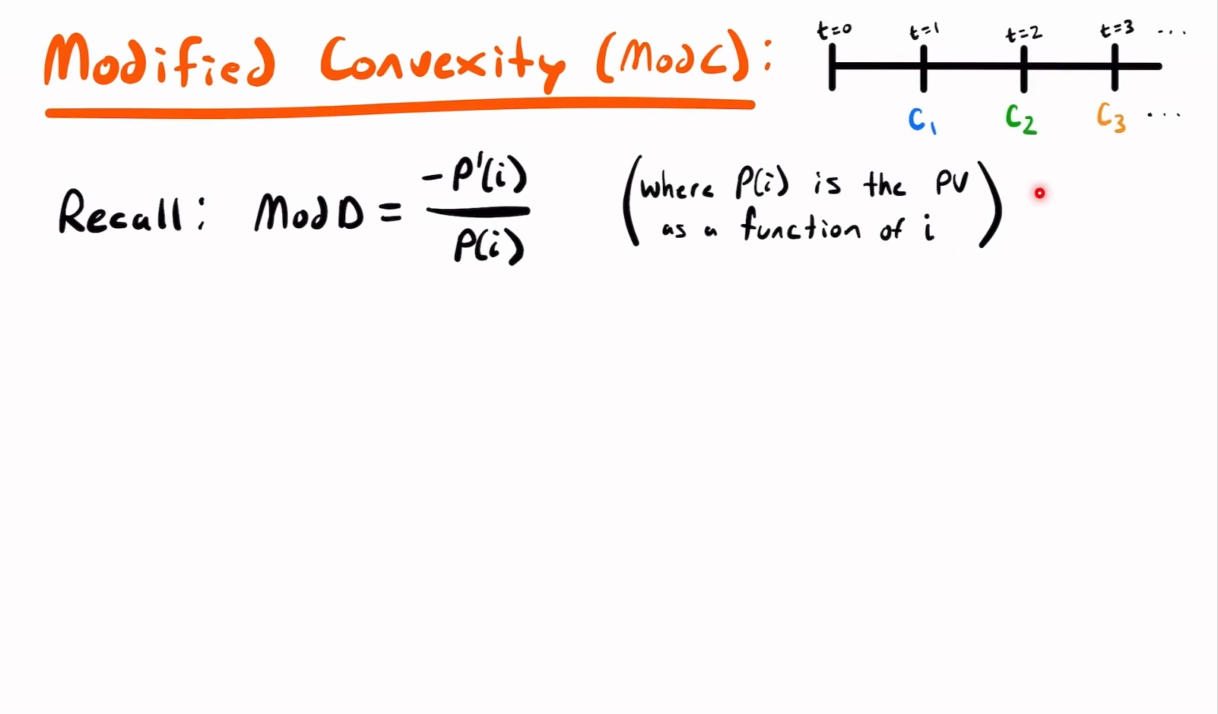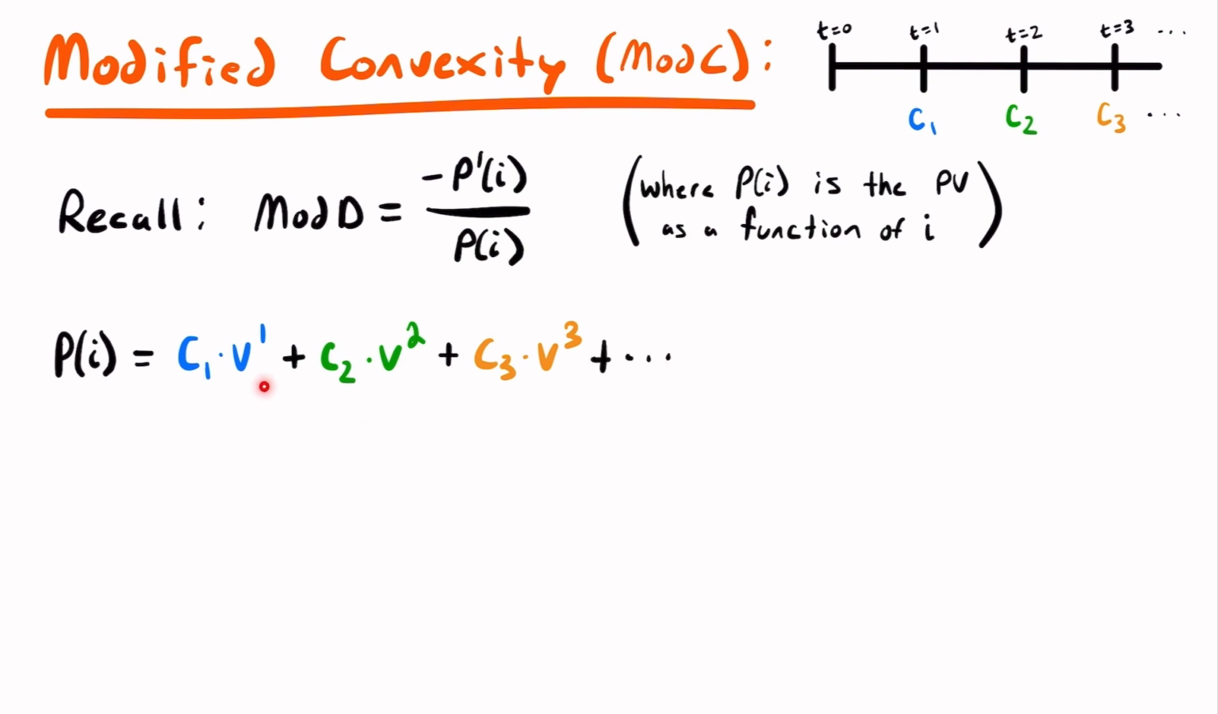So if we had a set of cash flows like we have right here, this is the same timeline that we looked at for Macaulay duration and convexity. If this is a set of cash flows that we have, then the present value function, P of i, is equal to c sub 1 times the present value factor to the first power plus c sub 2 times the present value factor squared plus c sub 3 times the present value factor cubed, and then we can continue to add on from there. All right, now mathematically, we don't really like to write it like this though.